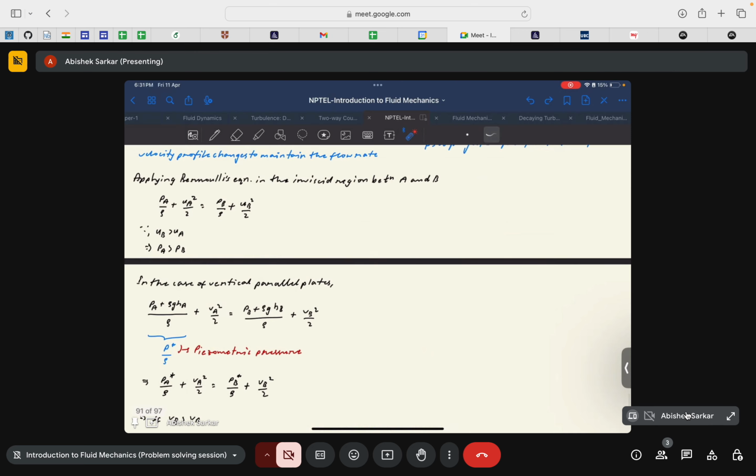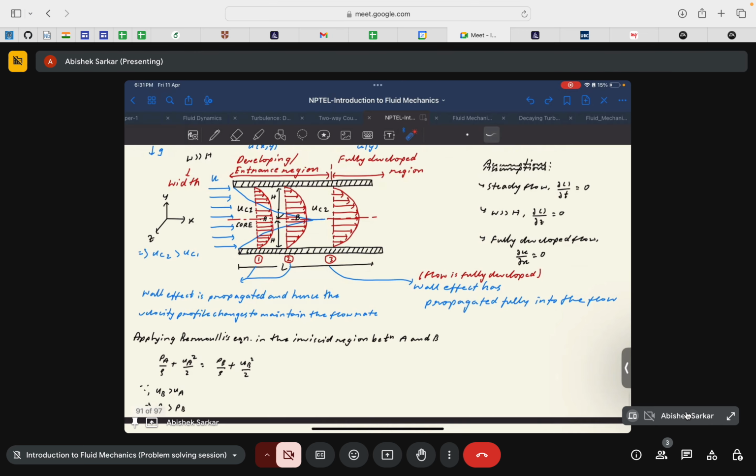I will skip this discussion for the sake of saving time, but the key takeaway is that for the flow to occur from A to B, that is in a positive x direction, you need to have a favorable pressure gradient, which is basically the pressure at point B must be less than the pressure at point A. Then only it can induce a flow towards the positive x direction, or ∂P/∂x should be less than 0. So that is the key takeaway.